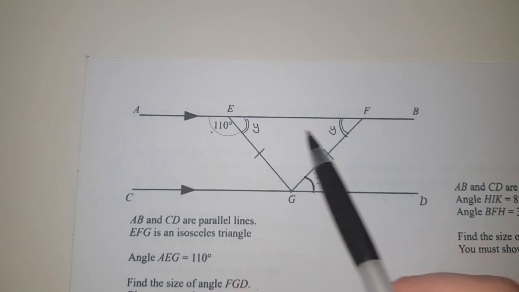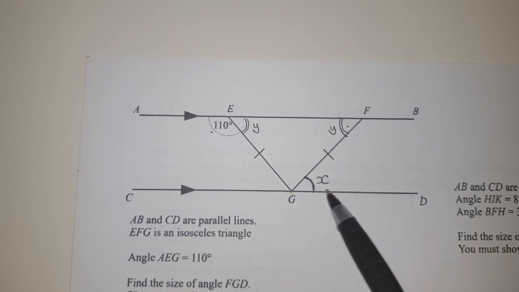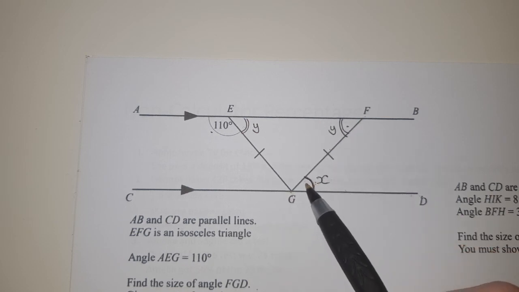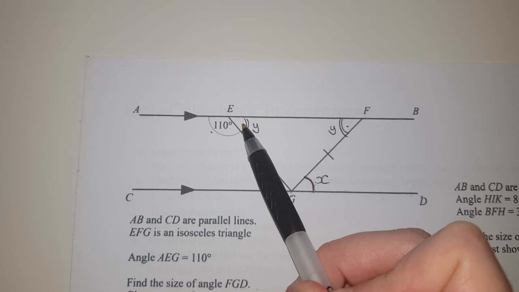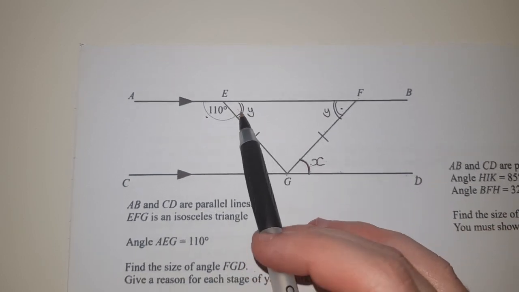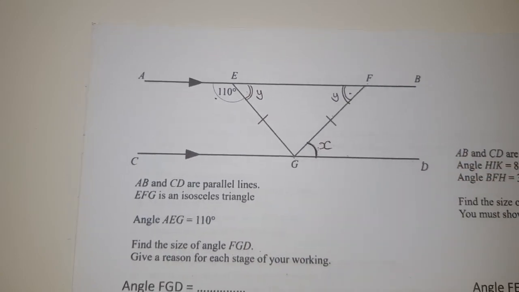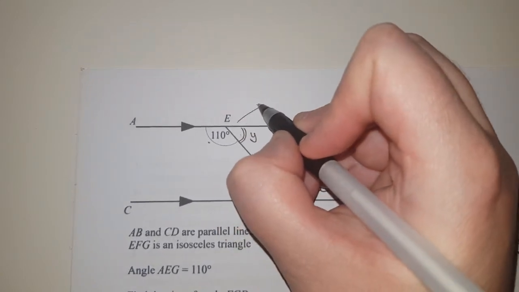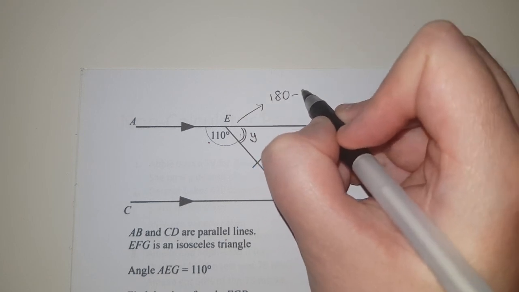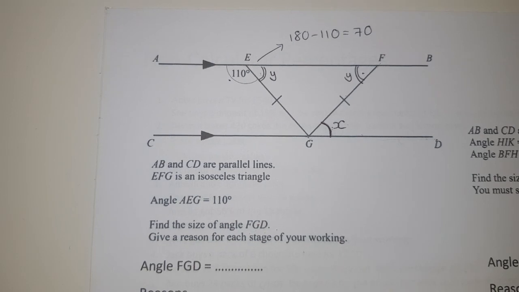First of all, if I can find that angle, which happens to be the same as that one, then I can use a Z rule to get this one. So basically, this one, and this one, we know are all going to be the same. So as long as I can get this one, I've got my answer. So angle Y, first of all, is 180 subtract 110, which gives us 70.